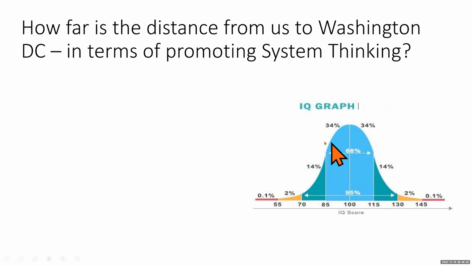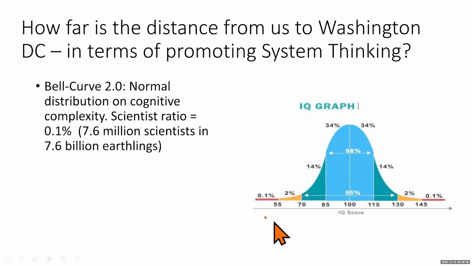The intellectual distance I perceive is very far, and we really need to build bridges there. And this IQ graph is simply a reminder that only 0.1% of people on this planet are doing science or call themselves scientists. So that's my concept of a bell curve 2.0 idea. We only have 7.6 million scientists here in 7 billion Earthlings.